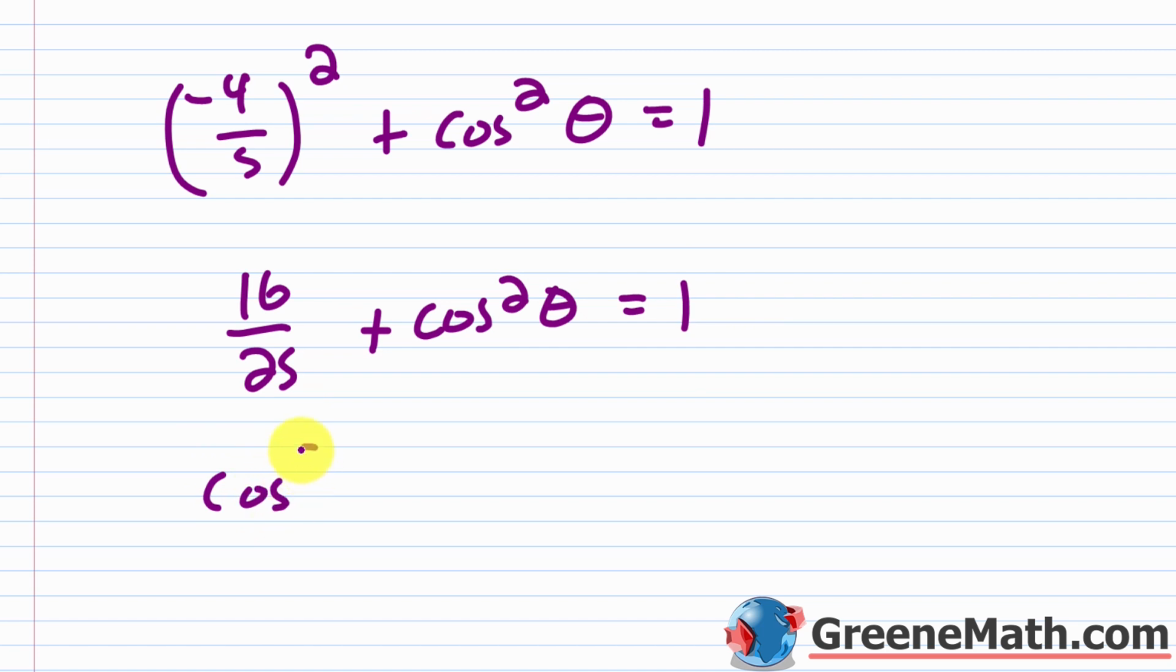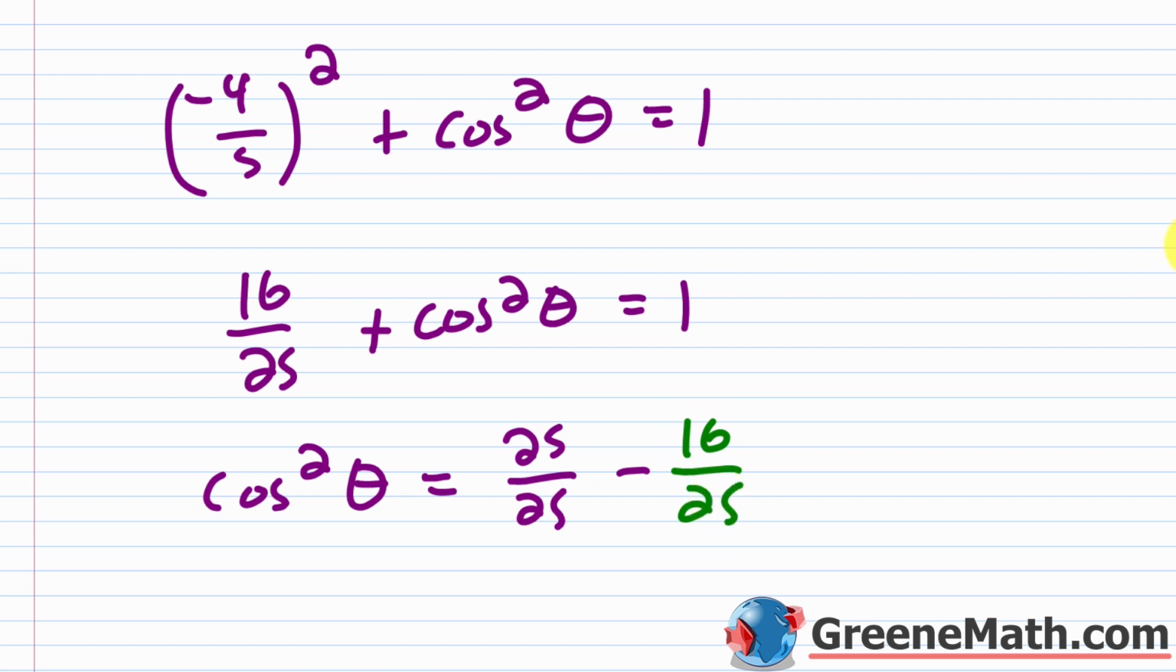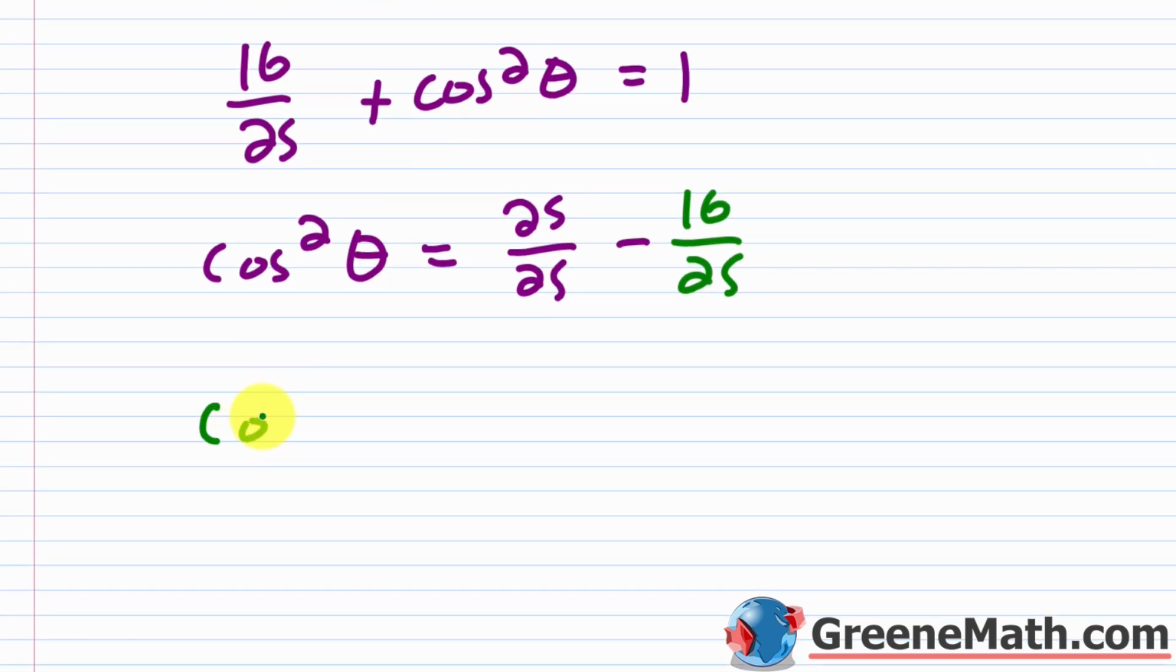So I'm going to have cosine squared theta is equal to, I'm just going to write this as 25 over 25 to speed this up. And over here, I'm going to put minus, again, I'm subtracting this away from each side, 16 over 25. Okay, so from here, it's pretty easy. We have cosine squared theta is equal to 25 minus 16 is 9. So this is 9 over 25.